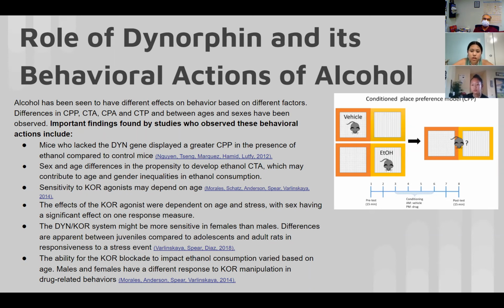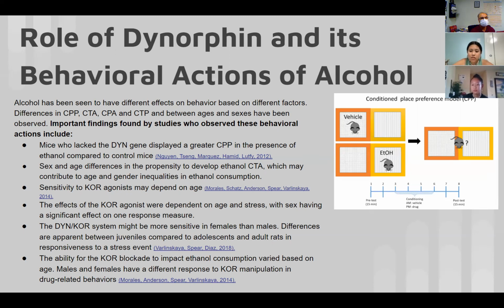Differences are apparent between juveniles compared to adolescents and adult rats in responsiveness to a stress event, in terms of stress-induced behavioral alterations and stress-associated changes in the social consequences to the DYN-KOR system activation. Decreases in responsiveness to pharmacological KOR activation in adults compared to juveniles suggest an ontogenetic increase in stress-induced activation of the DYN-KOR system. The ability for the KOR blockade to impact ethanol consumption varied based on age, as adolescents of either sex were seen to not have a significant difference in ethanol intake regardless of dose of NOR-BNI.